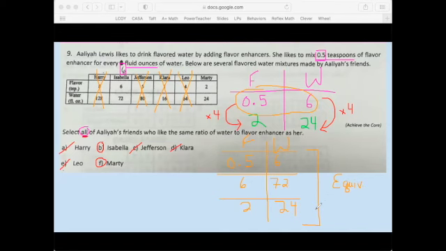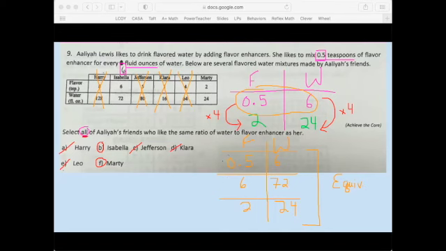Every time I put 1/2 teaspoon of flavor, I have to have 6 fluid ounces of water in the water bottle. If I had 6 teaspoons of flavored water, I'd need 72 fluid ounces of water. So these are all equivalent ratios because when I looked at the way to get from one quantity to the next within the same quantity, I multiplied by the same number.